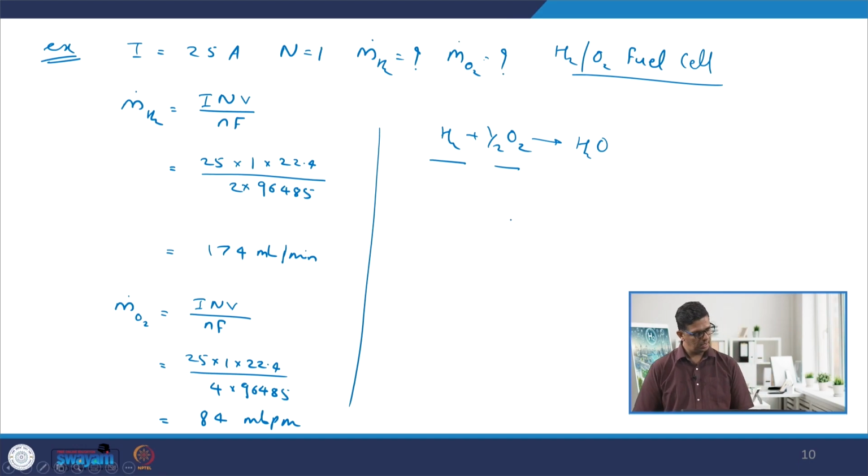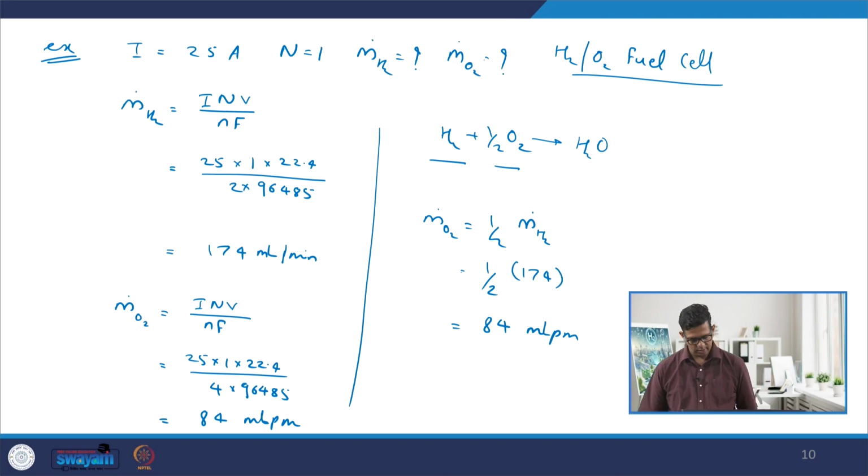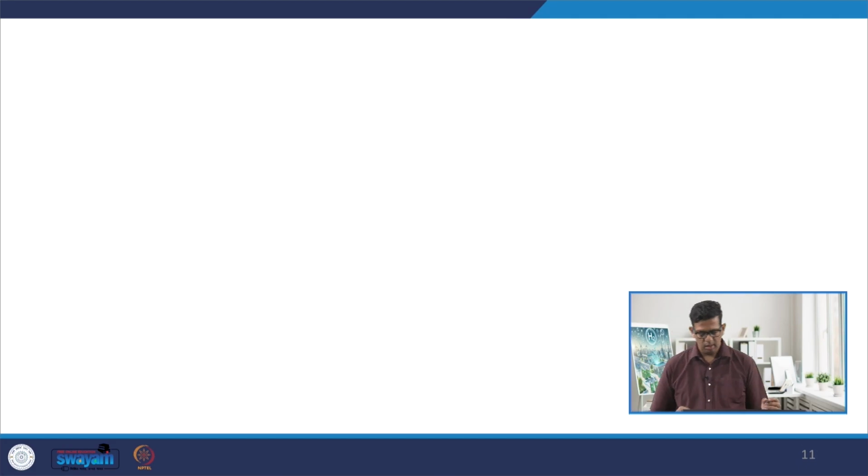So, we can still get roughly around 84, or we can just say m dot O2 is basically half of m dot H2. So, this also comes around 84 milliliters per minute. So, that is how we can go ahead. Once we have found the theoretical flow rate, for this type of fuel cell it is around 174 milliliters per minute. Let me write that down.